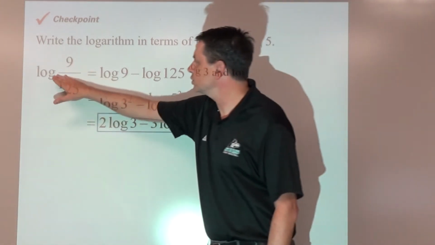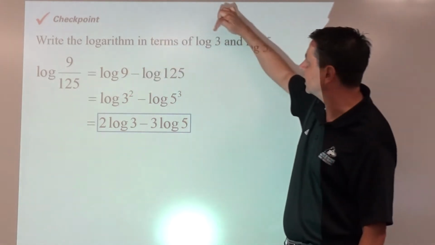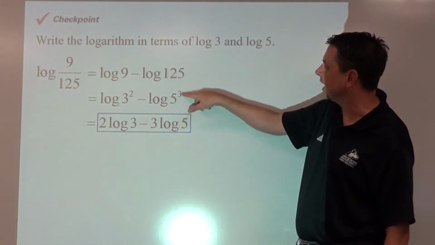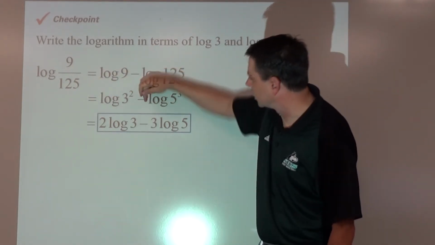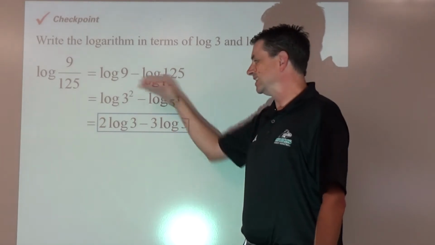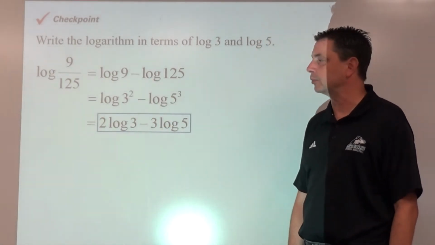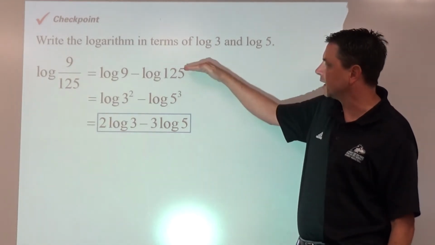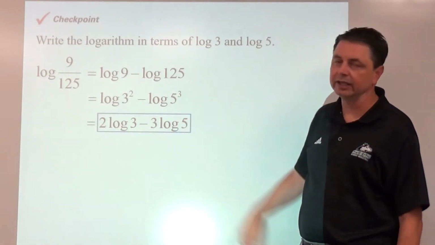So we got the quotient property. We can separate there. We can rewrite 9 as 3 to the 2nd. 125 is 5 to the 3rd. Power property, power property. All I did in the last step was I did the power property twice, but I did not do 2 different properties, so I did not break my own rule. Quotient property, did some simplifying, and then the power property.